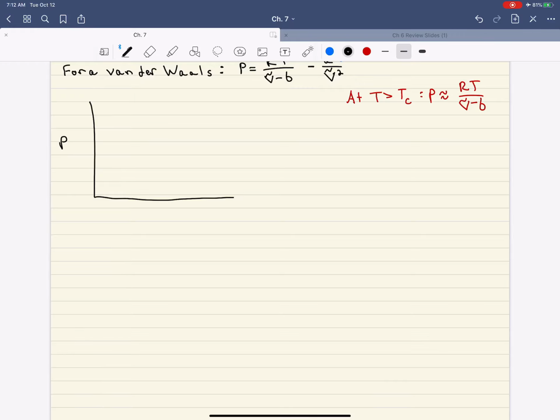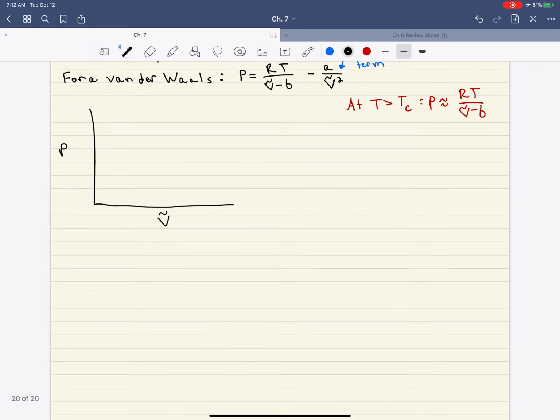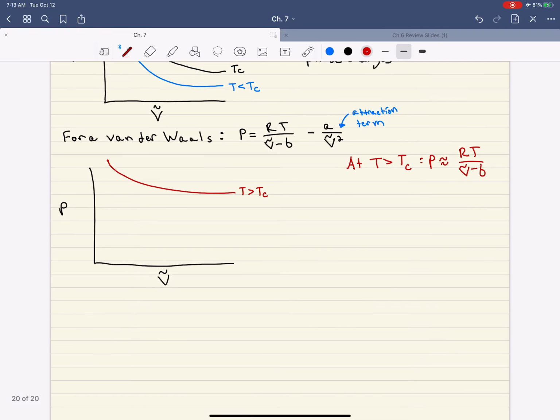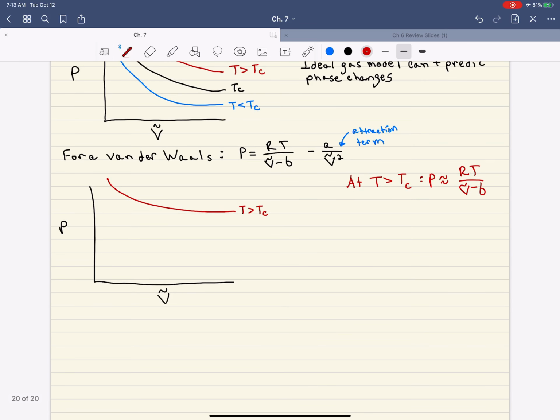P versus molar V, at T high, we would just expect to see something like this. So T above Tc. Okay? But if we're at temperatures that are comparable to Tc, or that are at Tc or below, then both of these terms in the van der Waals equation become important. Okay? Right?